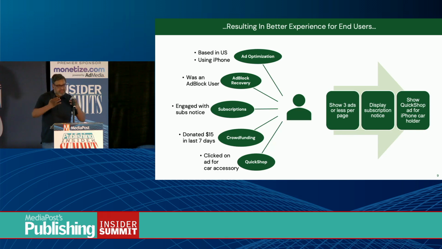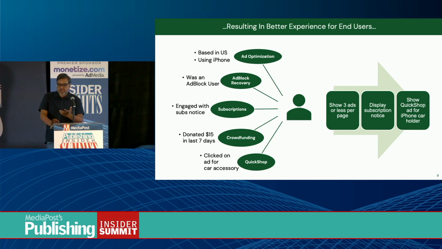When we integrate all the data and create all these segments, here's what we're able to do. When a user comes to your site, our ad optimization module knows certain things about this user, where they're based, what device they're using. Our ad block recovery module can tell if this person was using an ad block tool before. We can tell if this person's engaged with any of the subscription notices or crowdfunding on the site. We can see what kind of product they're clicking on in our e-commerce module. And based on that, we can display an experience that's very targeted to that user.